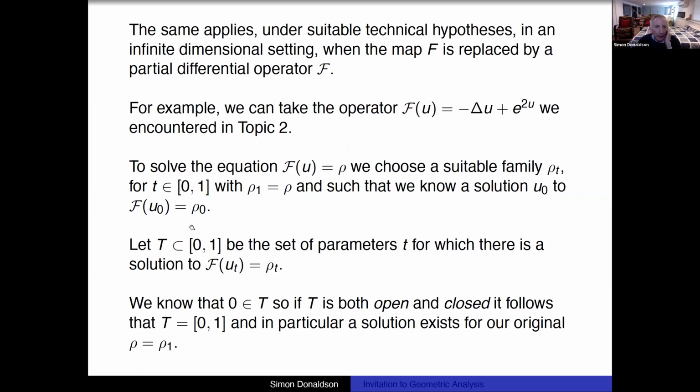So then what we do is we want to say, let's look at the subset of parameter values in [0,1] for which there is a solution to this equation. We know that's not empty because 0 is in the set. If 1 is in this set, then we've solved our problem. So what we want to do is prove that this set is open and closed, because then by a standard fact, because the interval is connected, it follows that the set must be the whole set.